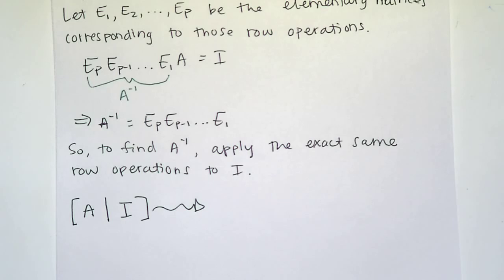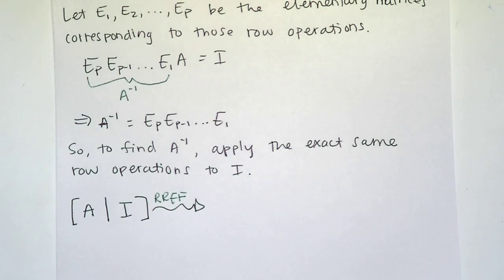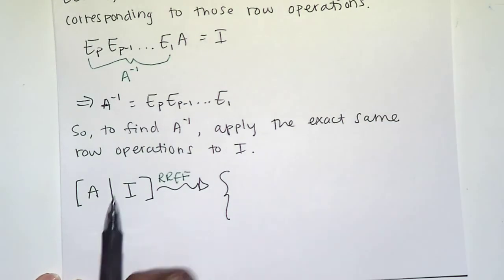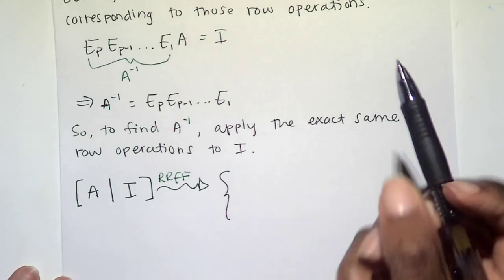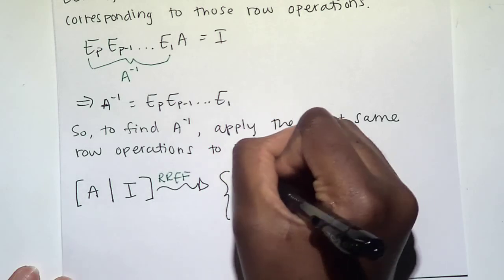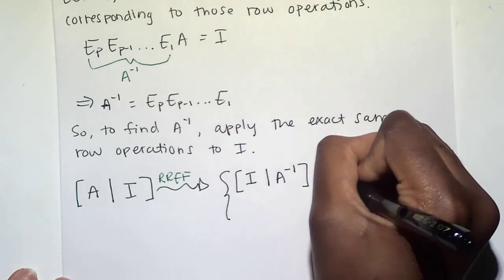All right, so we're going to pretend like we do all that work. And then one of two things will happen. When we row reduce, you're going to row reduce A and it's going to turn into I, and I is going to turn into the inverse. So we'll have the identity on the left side, A inverse on the right side. And this only happens if A is invertible.